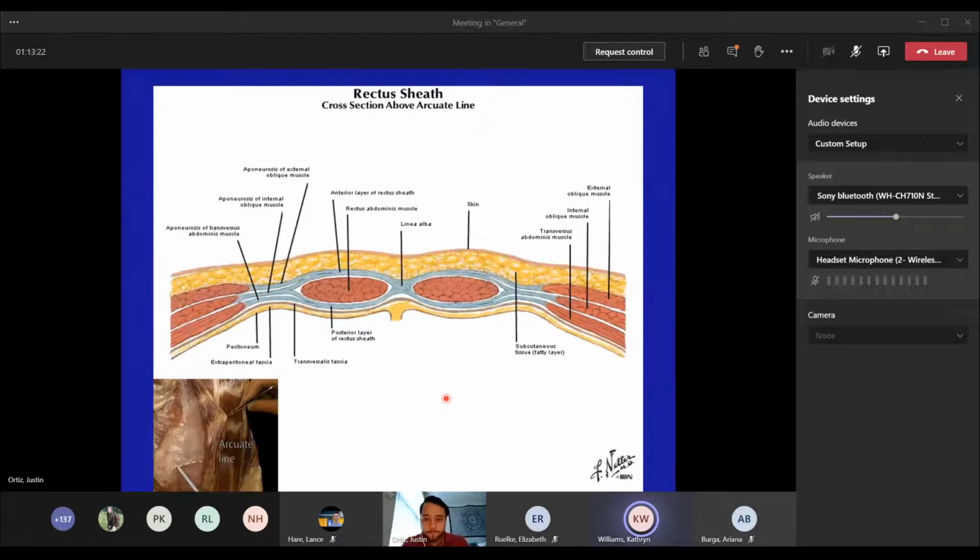Just a question. So pretty much above the arcuate line, you have anterior and posterior, but once you get below the arcuate line, the connective tissue from those three muscles only goes anteriorly. Yes, correct. So the only thing you have is that super thin, almost impossible to see transversalis fascia and some parietal peritoneum. That's basically it.